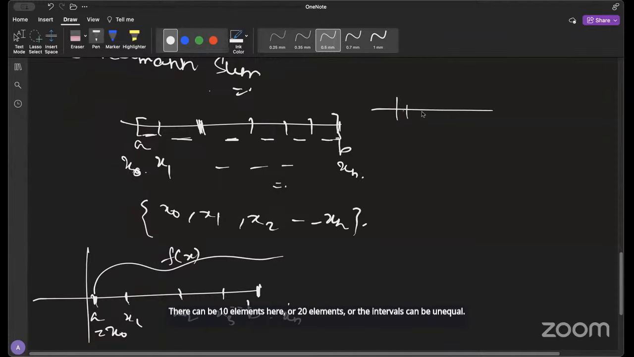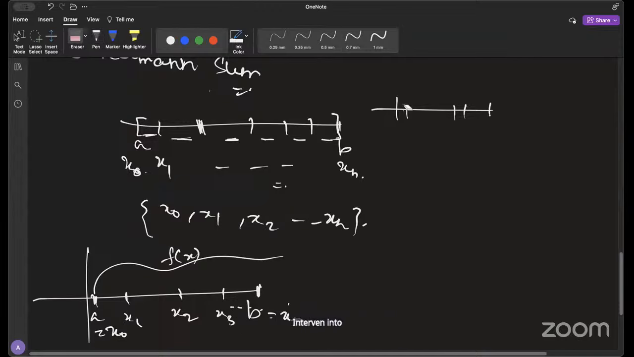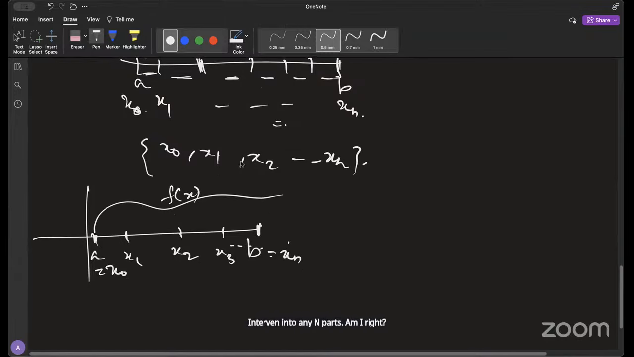Okay, so this means just a sequence of points which divides the whole interval into any n parts. Am I right? Yes, you're right. Okay, thank you. Okay, so this is this thing.